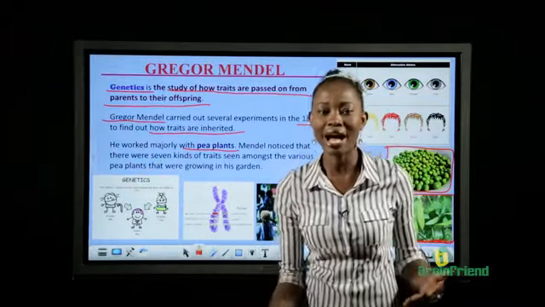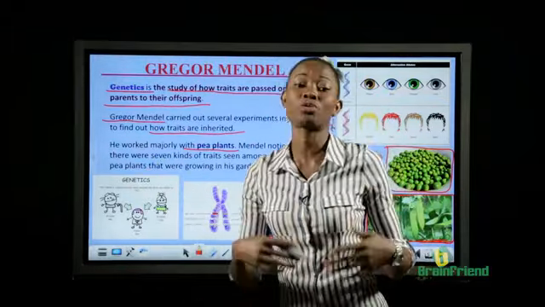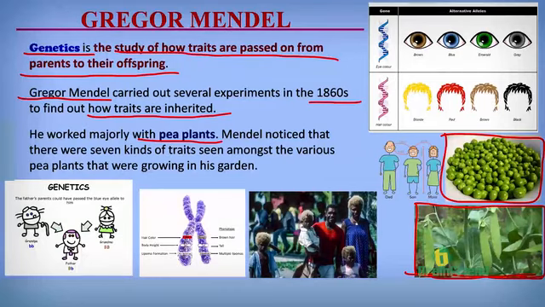Some of them had flowers, beautiful flowers, or flowers with beautiful colors. They had seed pods with different colors and so on. Some of these peas were tall, some were short. He was amazed at the way these pea plants were displaying different characteristics. He was able to identify 7 of these characteristics. Remember, we said these characteristics are traits. So he identified 7 kinds of traits that were seen among the pea plants that grew in his garden.